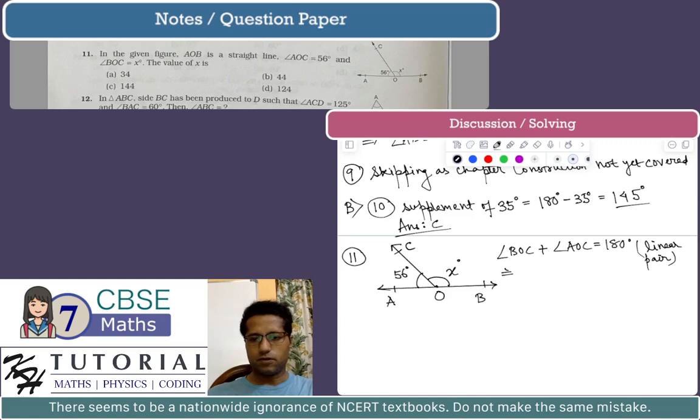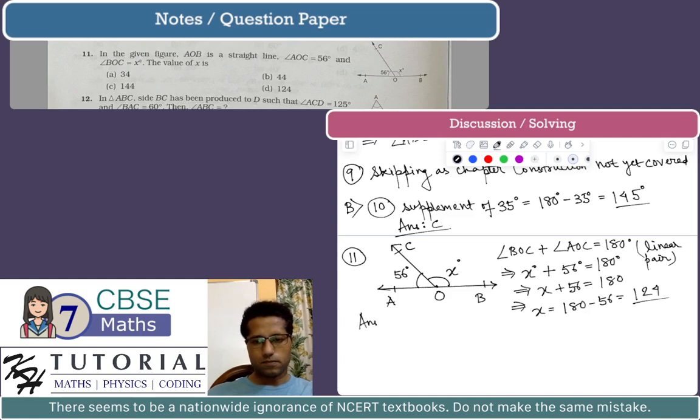So this implies, what is angle BOC? x degree. And what is angle AOC? 56 degree, is equal to 180 degree. So if we ignore the degrees, we have x plus 56 equals 180. This implies x equals 180 minus 56, that is 124. x is 124. So the answer is choice D.